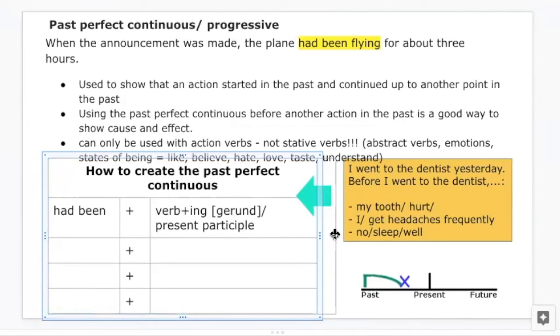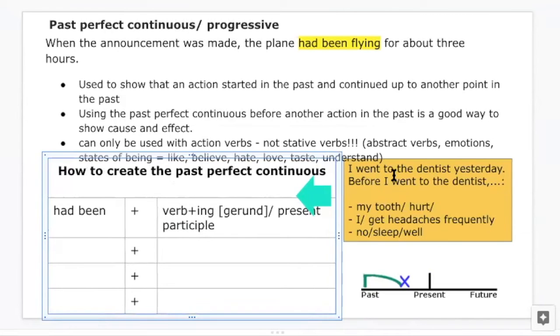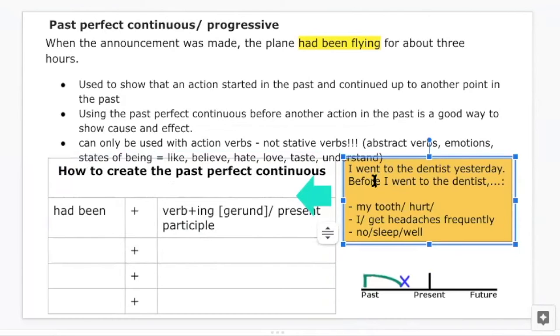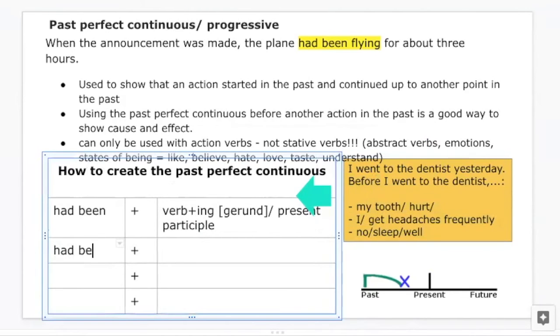All right, so what if you wanted to say this? I went to the dentist yesterday, but before I went to the dentist, these things were happening to me over a period of time. My tooth had been hurting last night. Good. My tooth had been hurting. What about the next one? I had been getting headaches frequently. Good.